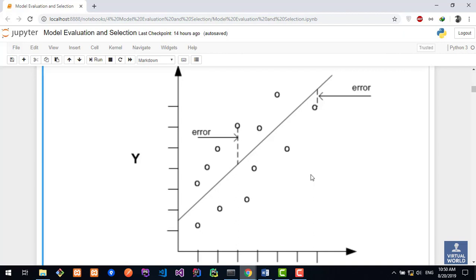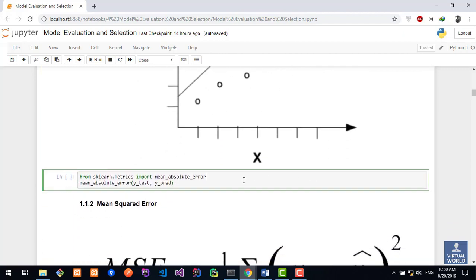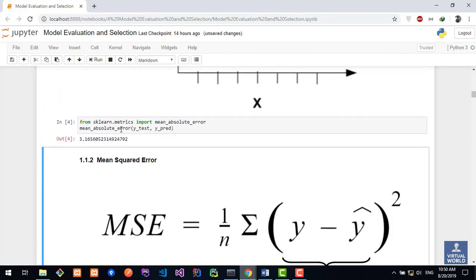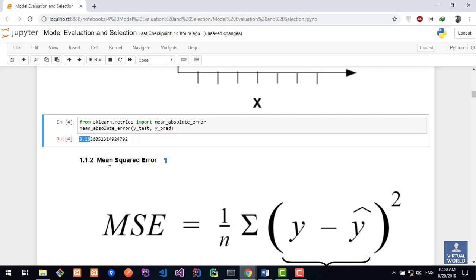To use mean absolute error, we will import it from sklearn metrics and simply use it by passing our test targets and the values predicted by our linear regression model. The mean absolute error of our model is 3.16, which is not too bad, but of course can be improved.